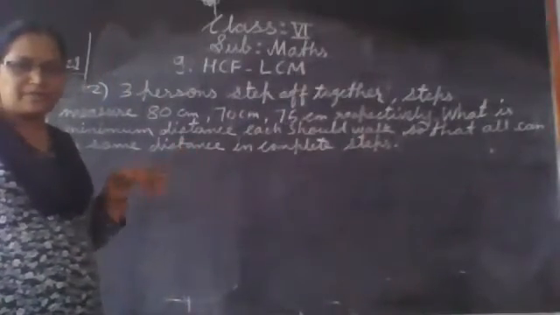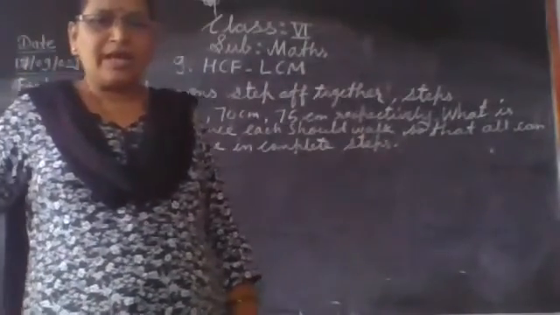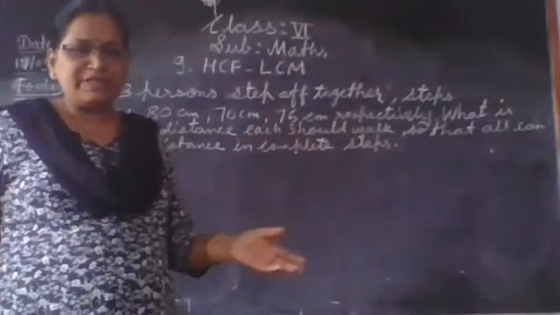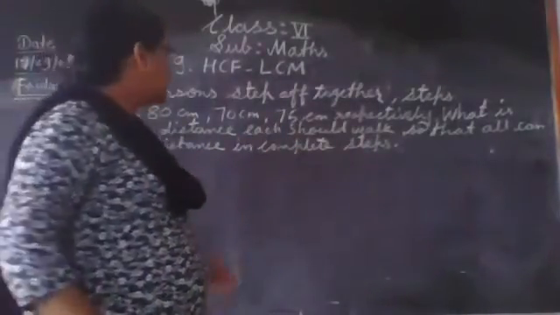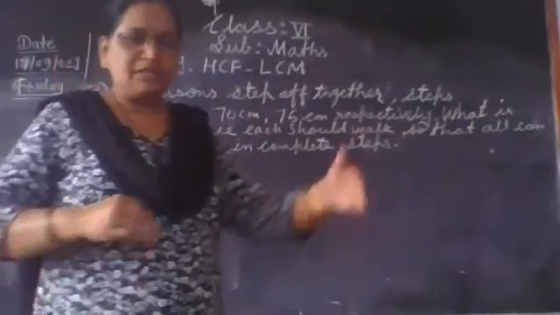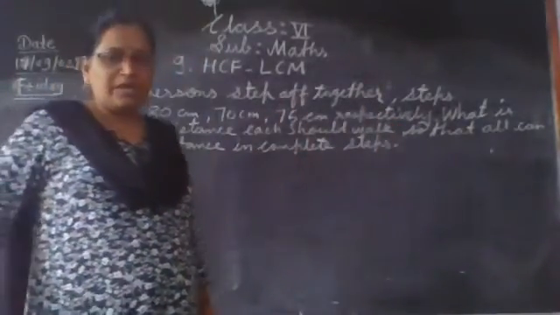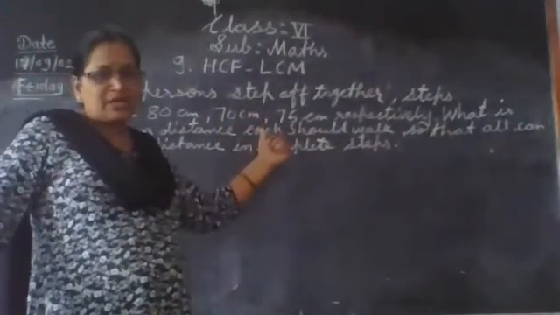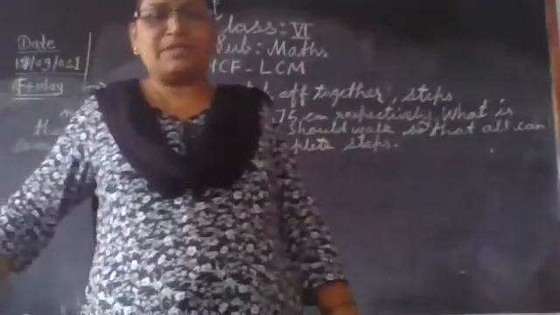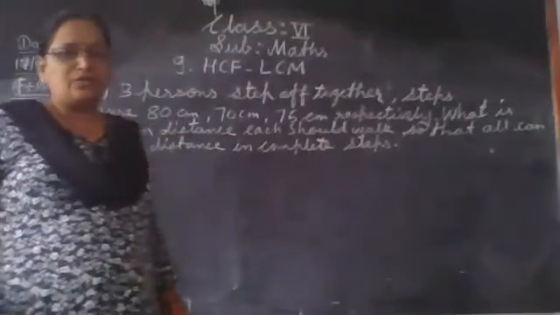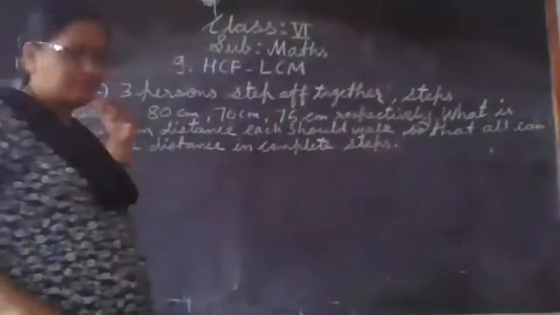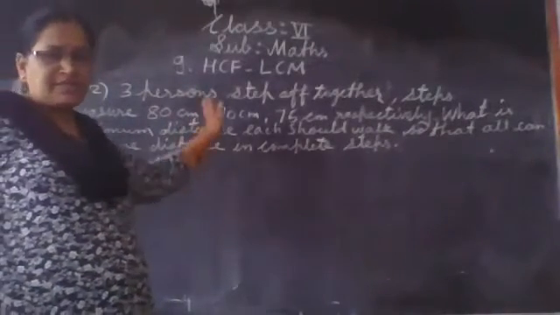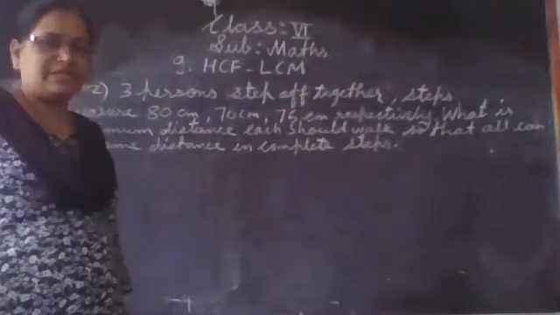So got it, beta? 3 persons walk together. Their steps: one's first step is 80 centimeter, another 70 centimeter, and the third one is 75 centimeter, the distance between 2 feet. So you have to find the minimum distance so that each can cover the same distance in complete steps. Minimum means again you have to find the LCM of 80, 70 and 75 centimeter.